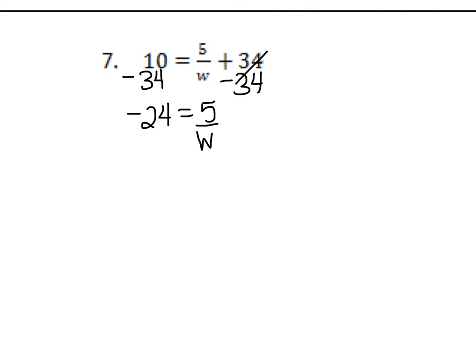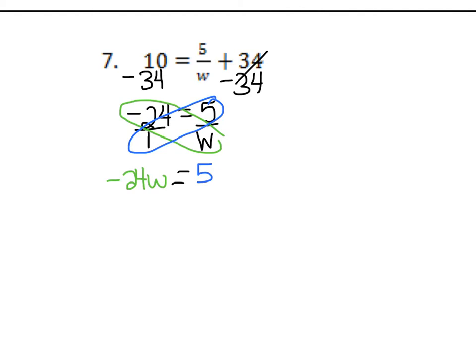So now I've got a number on the left and then the fraction on the right. So I'm going to turn this into a fraction now, and whenever I've got two fractions set equal to each other, typically the easiest way is to cross multiply. So I have negative 24 times w and then I've got 1 times 5, which is 5. W has the negative 24 attached to it, so I'm going to divide both sides by that negative 24. So w equals negative 5 over 24.